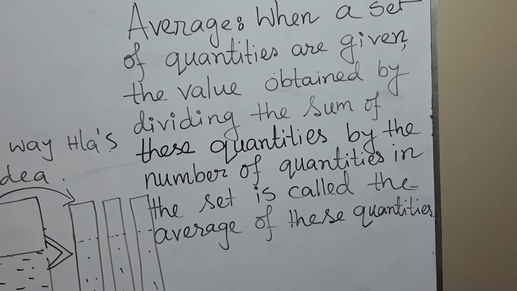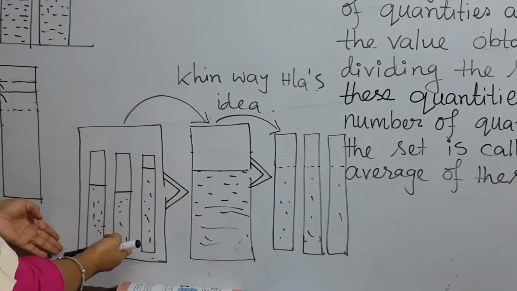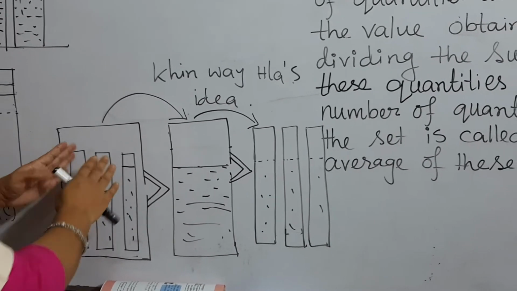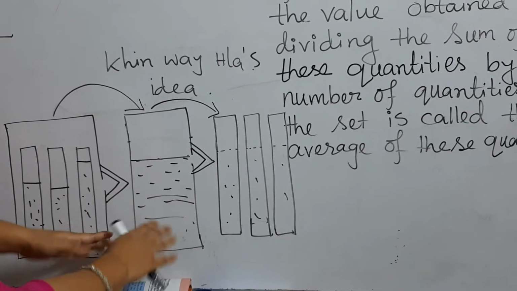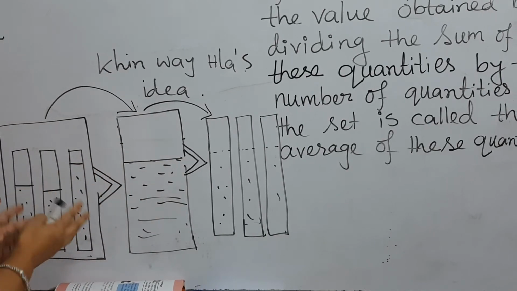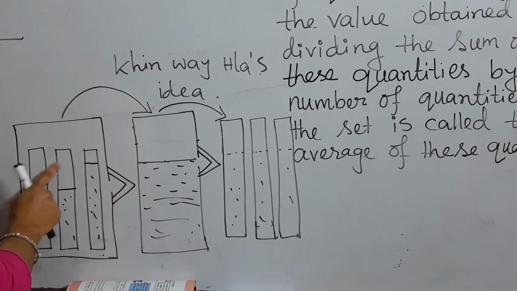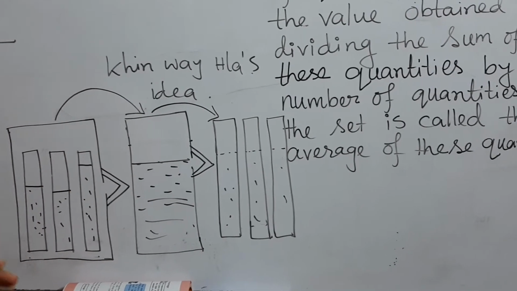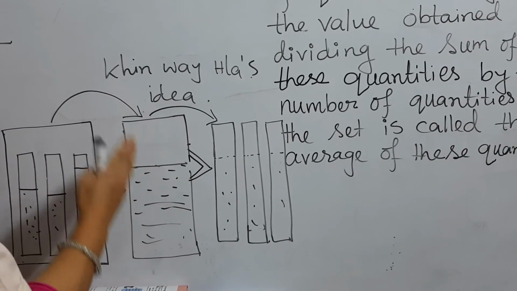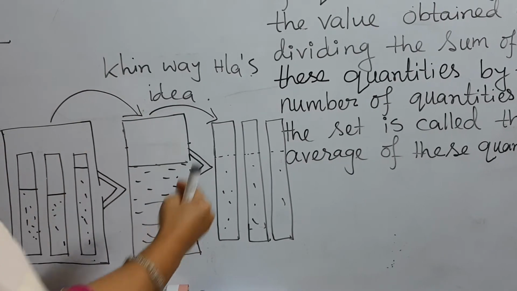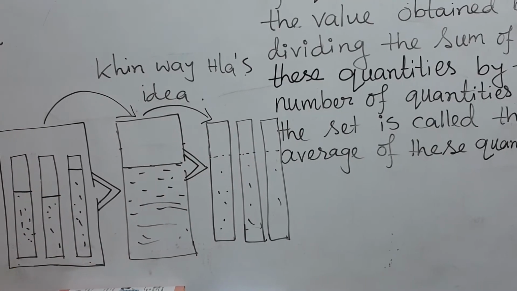Dear students, what does this mean? This means that in the picture a set of quantities has been given to you, and the value obtained, that is the total value. I dropped all that water in one pot, that is, I summed all those quantities, and here how many quantities are there? 3 pots. That is, the number of quantities is 3. That's why I divide this total amount of quantities by 3. Then I get how much water I have to put in one pot. This is called the average.